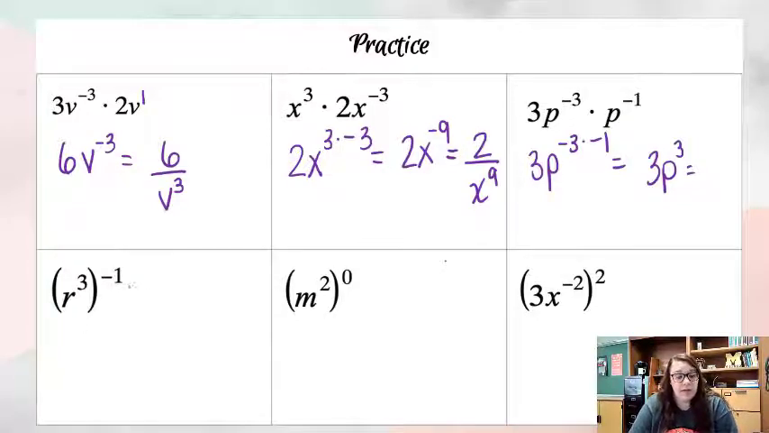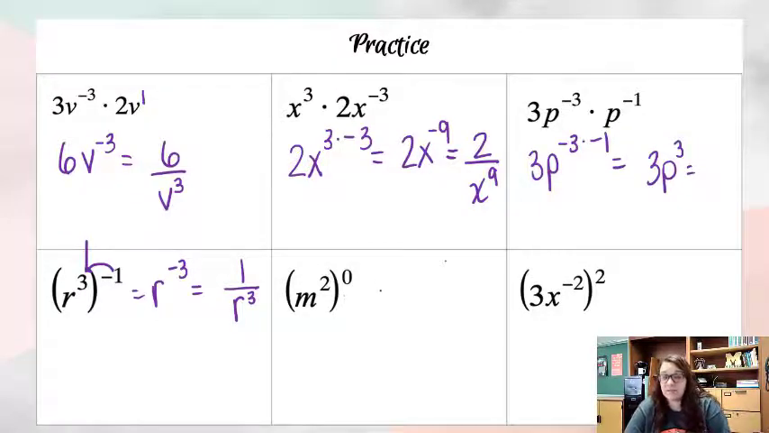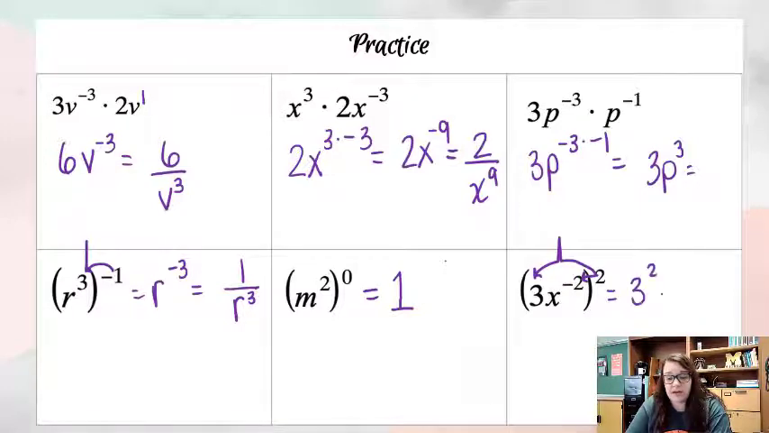On my next one, I'm going to distribute the -1 in here, so I've got r to the -3rd, or 1 over r to the 3rd. This next one is to the 0 power, so I can just say it's 1 and be done. And then here with the power property, I'm going to distribute the 2 onto each term. 3 squared first, and x to the -2 times 2. 3 squared is 9. Let me trade that out for a 9. And x to the -4th, which I can rewrite and put on bottom, 9 over x to the 4th.